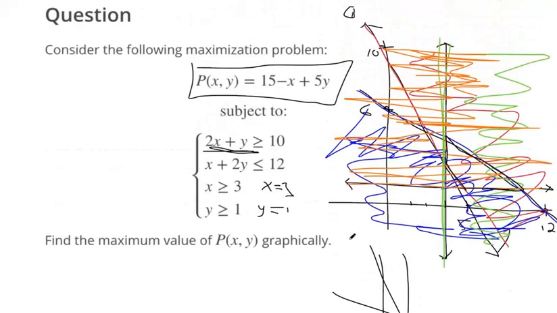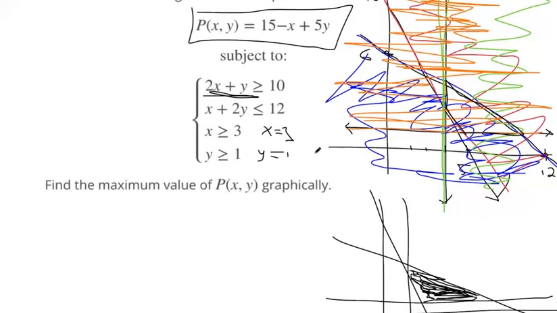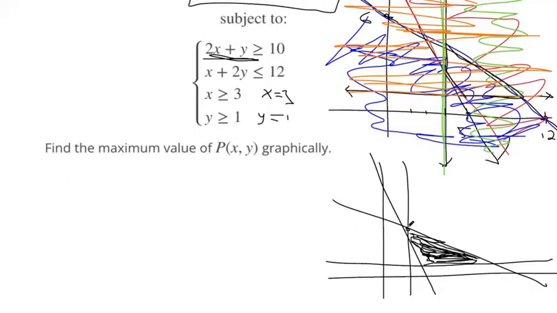Okay, so now that we know the solution area, which is where all four of these inequalities are true, we can find the maximum and the minimum by looking at the intersection. So looking at this point right here, this point, this point, and this point. Those are the four vertices of that shape that we have.